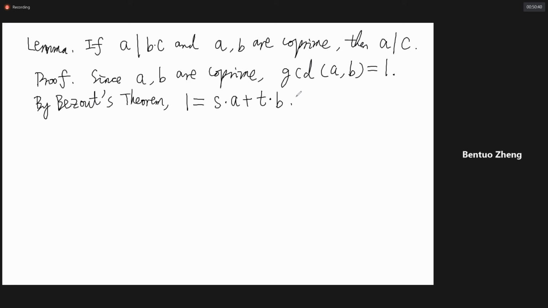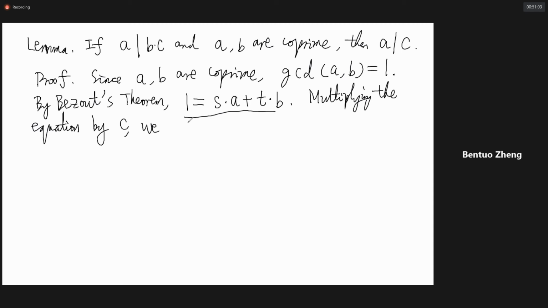Now, if we multiply this equation by C, multiplying, we get C is equal to S times C times A plus T times B times C. Okay, you multiply by C.